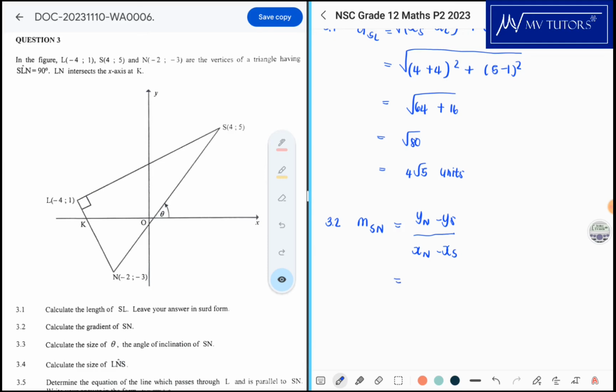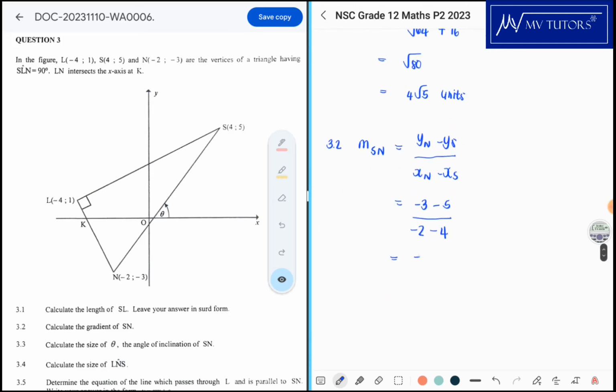Okay, so the y-coordinate of N is minus 3. And that of S is 5. X-coordinate of N is minus 2. And that of S is 4. So minus 3 minus 5, that's minus 8. Minus 2 minus 4 is minus 6. So if I take the common factor between them, which is 2, I'm going to have 4 over 3. All right, because the negatives would cancel out. So that is the gradient.